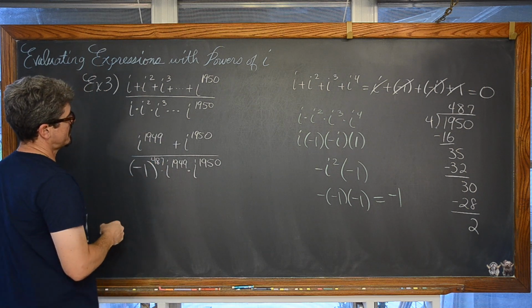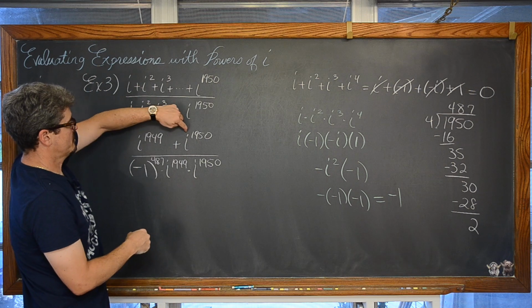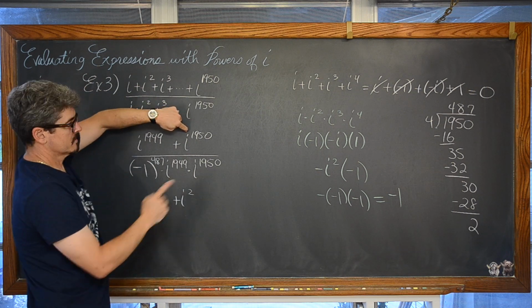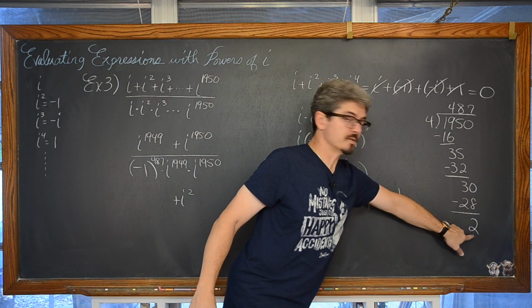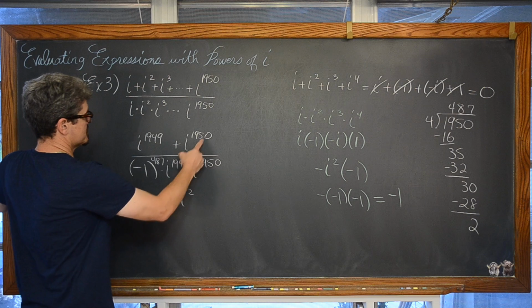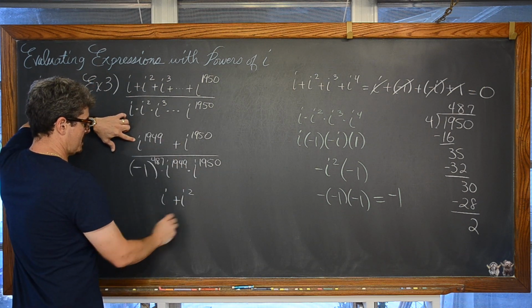So we're looking at, this had a remainder of 2, so we're looking at i squared, because again I'm just using that fact that when we did 1950 divided by 4 we had a remainder of 2. So this is equivalent to i squared. Backing 1 off, this is going to be equivalent to i.